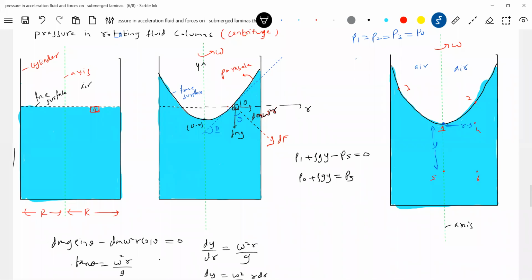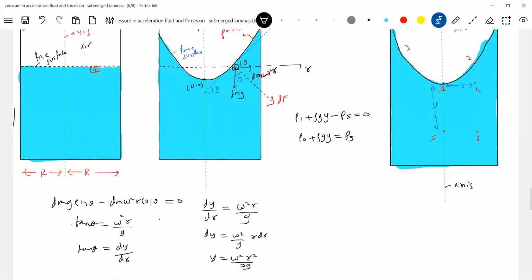Now what about the pressure at 4? For pressure at 4, I should use this formula. P2 plus rho gy minus P4 equals 0, the manometric equation. Y naught, let me take, this is Y. Two different distances are there. Shall we write P2 plus rho gy minus P4 equal to 0?